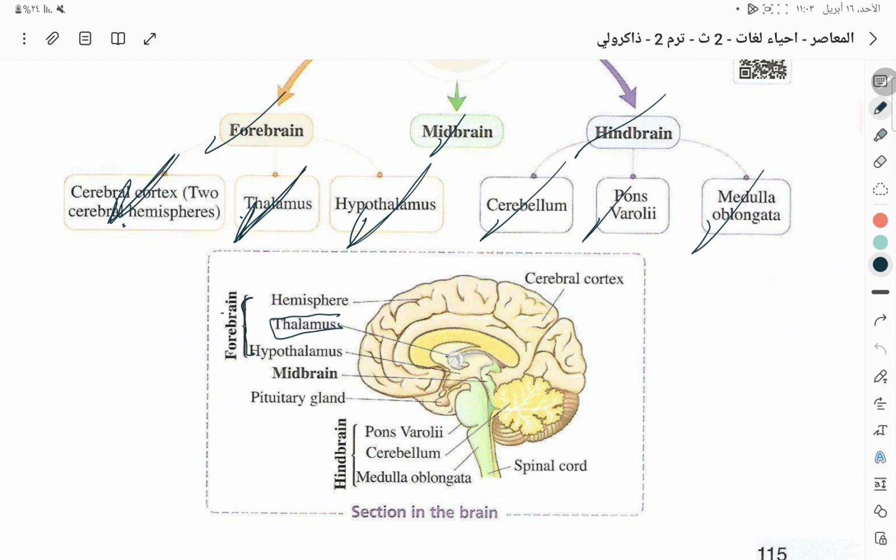Thalamus, hypothalamus. Okay? And this is called the midbrain. The hindbrain: pons, the cerebellum, and the medulla oblongata.